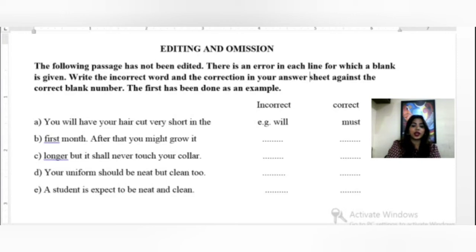So the best way of doing editing and omission exercises is to groom the students to read the passage first and then analyze sentence after sentence. I'll read the passage. You will have your hair cut very short in the first month. After that, you might grow it longer, but it shall never touch your collar. Your uniform should be neat but clean too. A student is expected to be neat and clean.